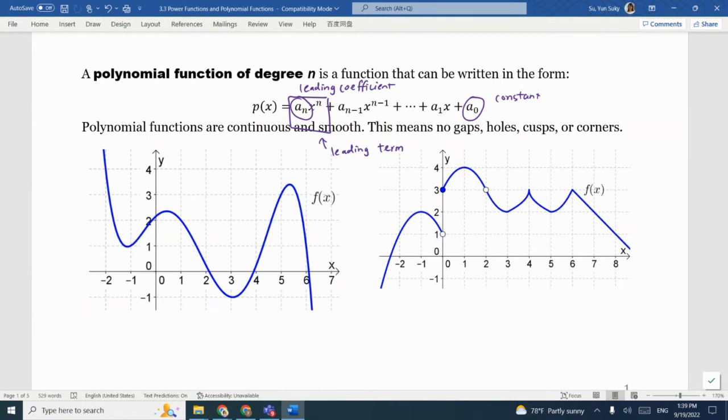Oh, here there's a hole. So it's like you lift your pencil up. There's a hole there. And this is not smooth. This is continuous, but it's not smooth because it has a corner here. And also here is continuous but not smooth. It has a corner. Okay? So a polynomial is continuous and smooth.